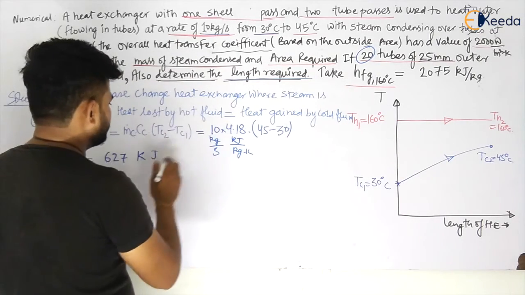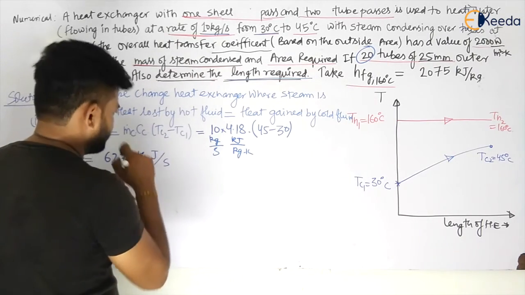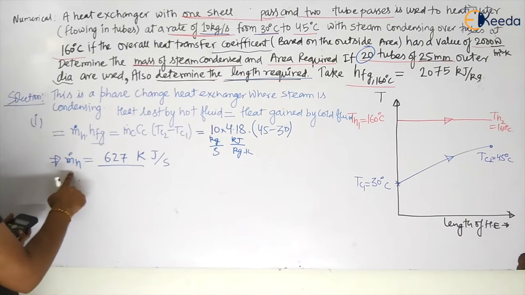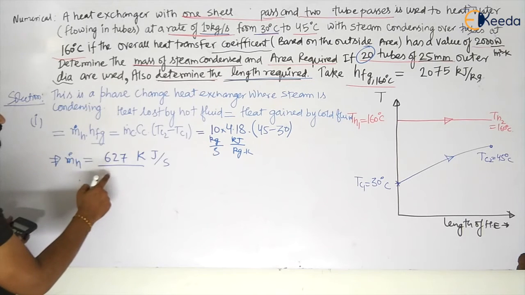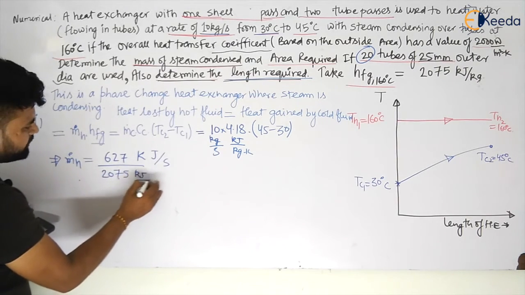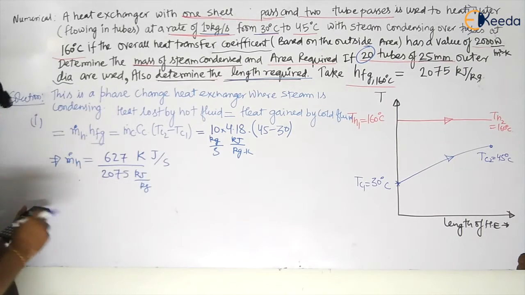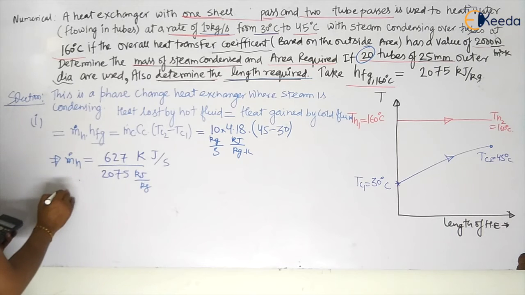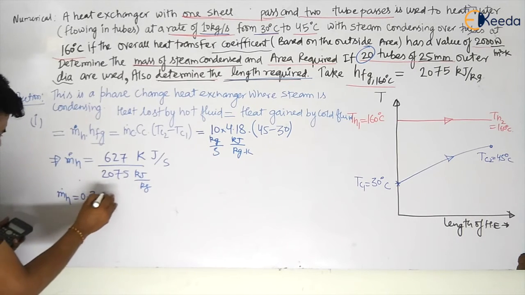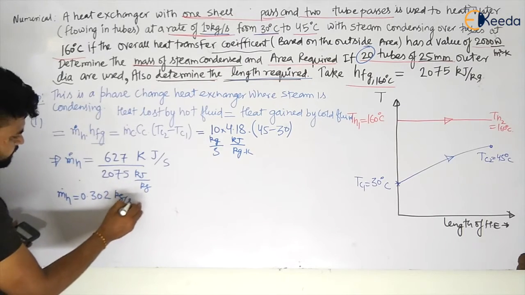627 kilojoule per second, my dear students, divided by m dot h. He has given it to be 2075 kilojoule per kg, so kg per second will be left. So this will be divided by 2075, my dear students. So the mass of the steam condensing is equal to 0.302 kg per second.